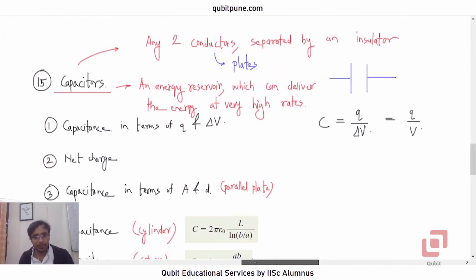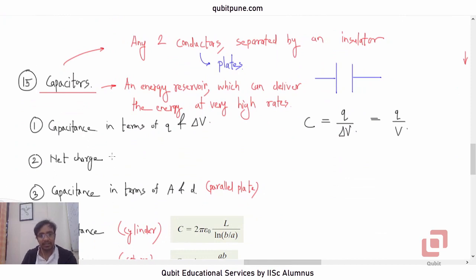So C is equal to Q by V. What is the net charge on a capacitor? Net charge is always 0, because when a capacitor charges, we say that the capacitor is charging, and it is actually redistribution of charges. So the plates or the conductors are electrically neutral initially. When we charge the capacitor, we actually redistribute the charges. So one plate has a net positive charge and the other plate has an equal amount of negative charge. So the net charge due to additivity on the capacitor is always 0.